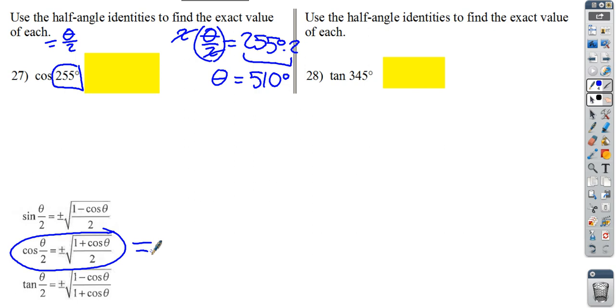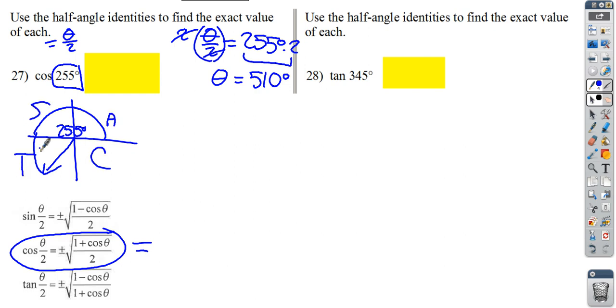Theta over 2, 255, by the way, here's 90, here's 180. 270 is down here. We didn't quite reach 270, so that means 255 puts us in the third quadrant, where tangent is the only thing positive. So that means out of this plus or minus, we're going to pick the minus right there. And then we'll have 1 plus cosine of theta, and we just found theta.